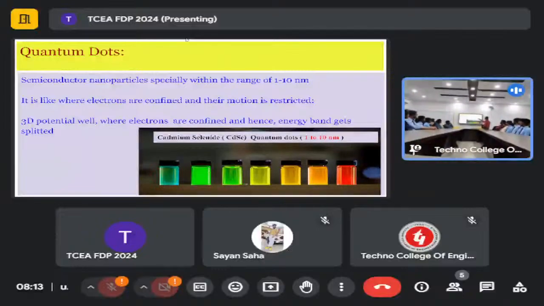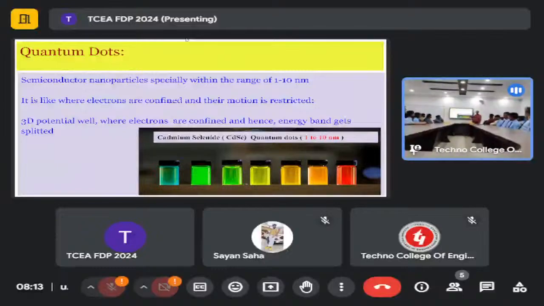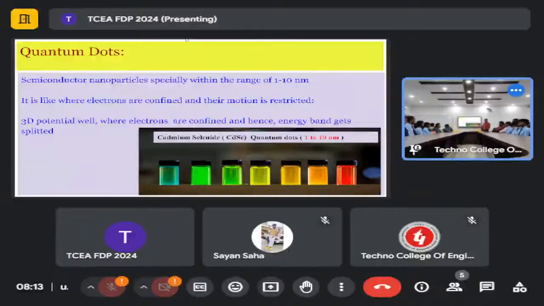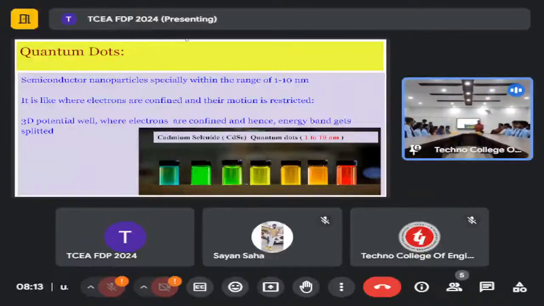Now, semiconductor nanoparticles, especially within the range of 1 to 10 nanometers, are called quantum dots, because in that particular case the splitting of the valence band takes place. I do not know whether you have learned about quantum mechanics or not. Probably in quantum mechanics you might have learned that there is a potential well. If we put a quantum mechanical particle inside the potential well, we may have energy levels, right? So if we restrict the motion of the particle inside a potential well, we may have splitting of energy levels, right?